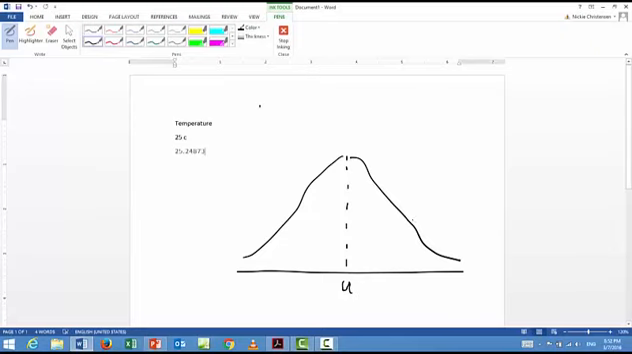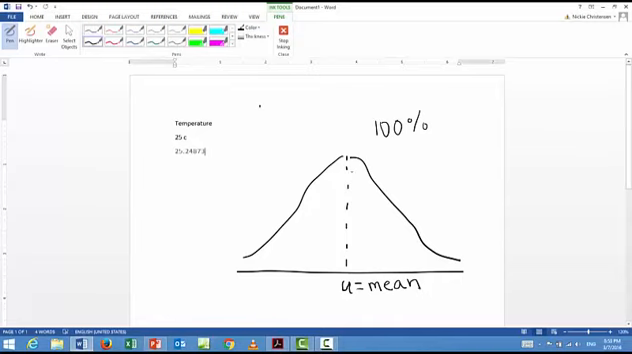So the normal distribution is shaped like a bell or a mountain and it's centered over the mean. And we remember from previous units that mu is our variable that represents the mean. The total area under the curve is 100%. This area under this curve is equal to 100%.